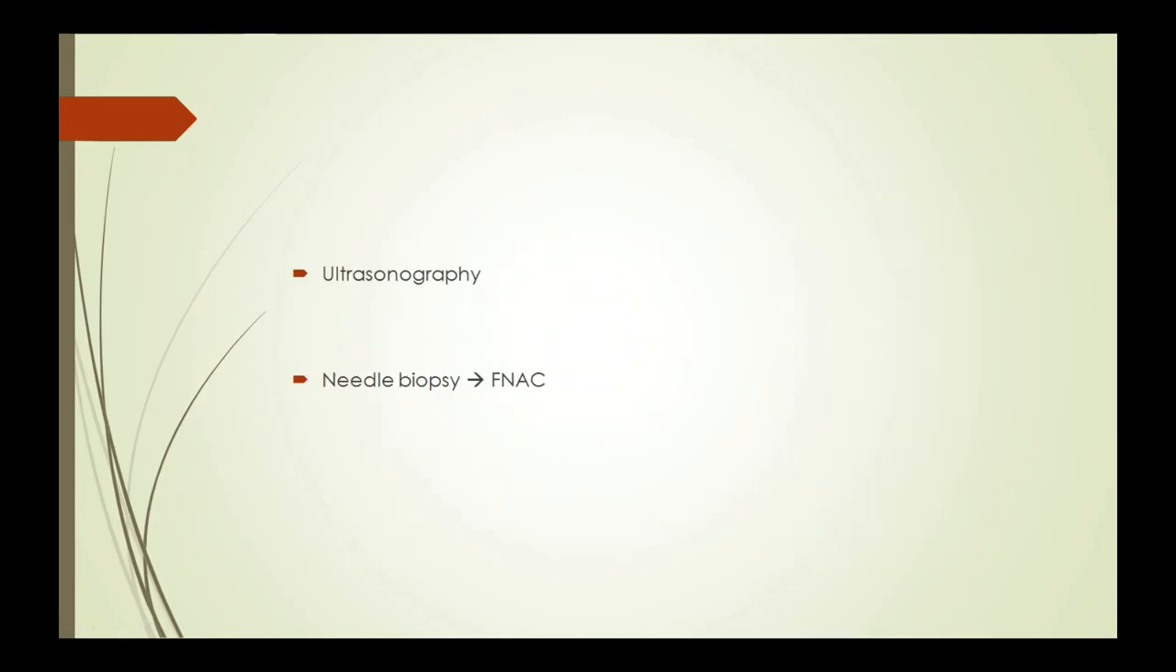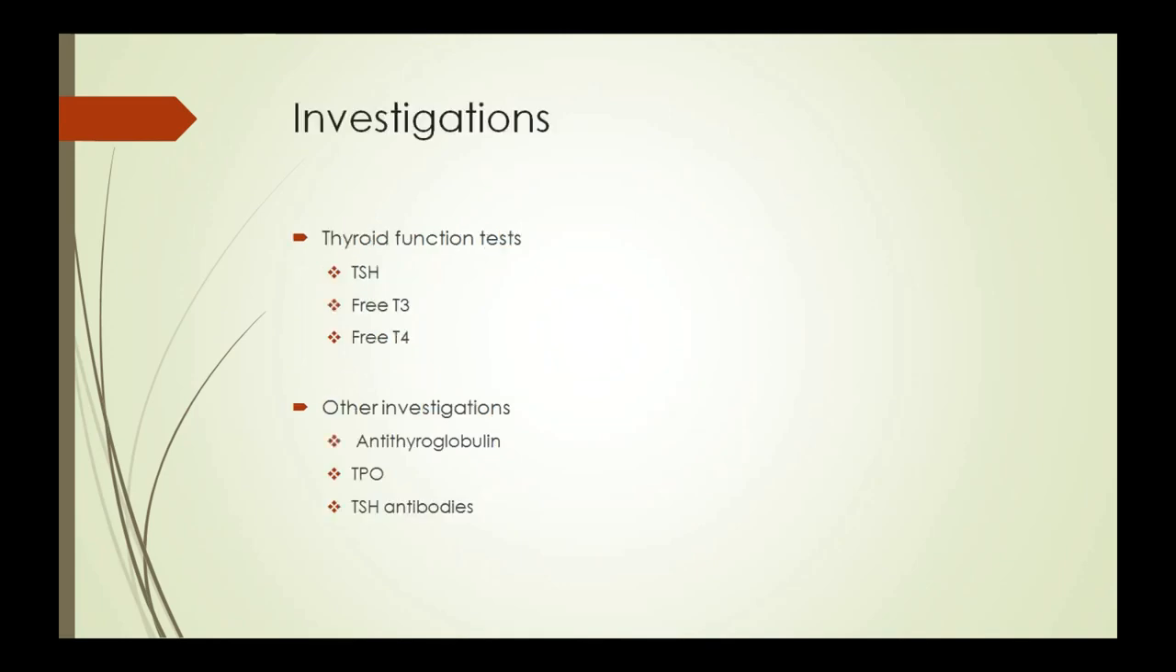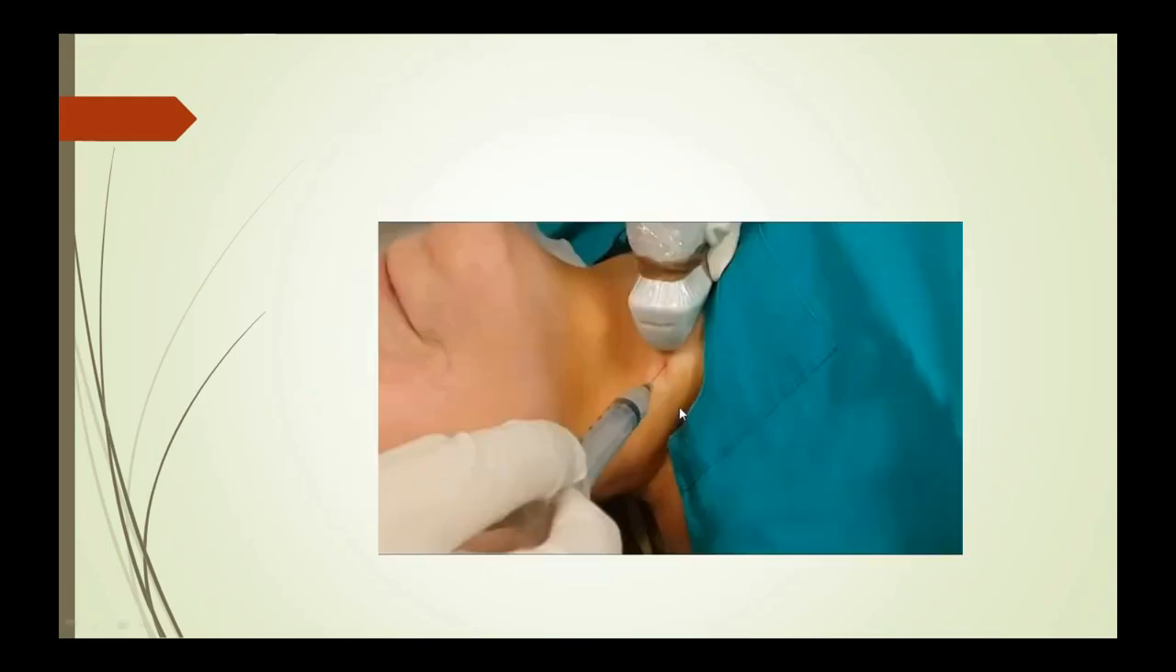You need the thyroid function tests before a biopsy, because if the patient is hyperthyroid, there is more chance of the gland being vascular, thus causing increased bleeding. So before the FNAC or needle biopsy, the patient should be rendered euthyroid. That is why this is the order in which you should do the investigations: first thyroid function tests, followed by ultrasonography and needle biopsy. This is an ultrasound guided needle biopsy.